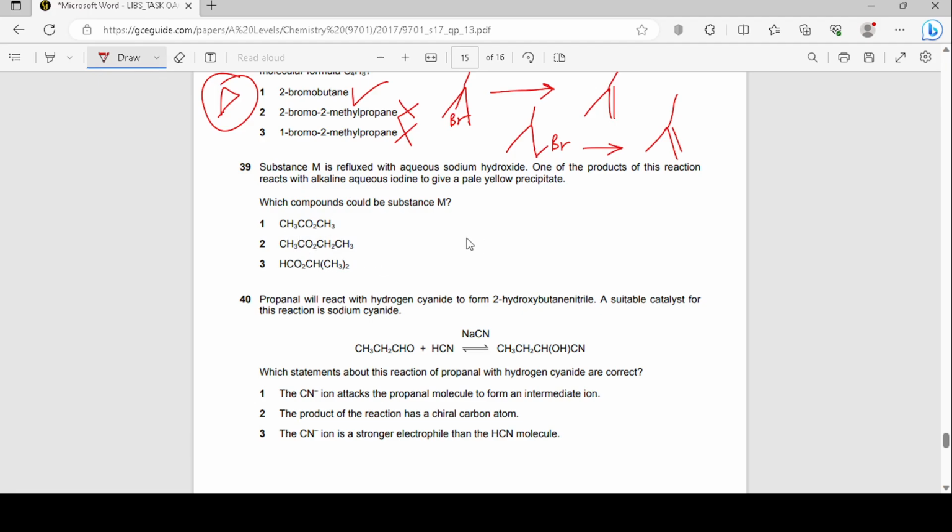So CH3COOCH3. If I react this, firstly I reflux it with aqueous sodium hydroxide. So that's base hydrolysis, right? And then I get this compound, which is COO minus Na plus. So it's the salt, sodium ethanoate, and then I also get this thing, OH, right?